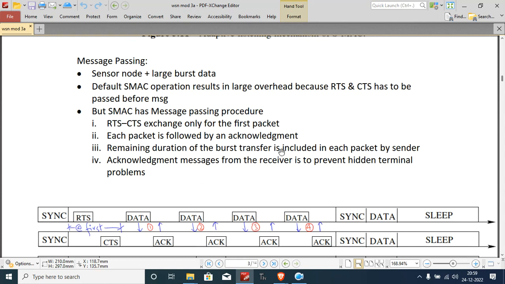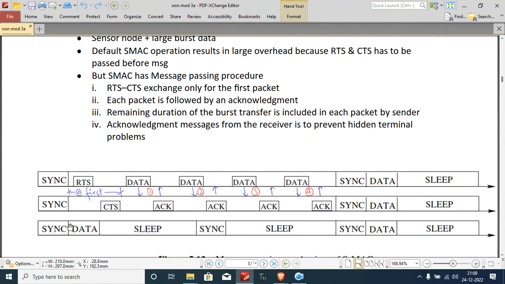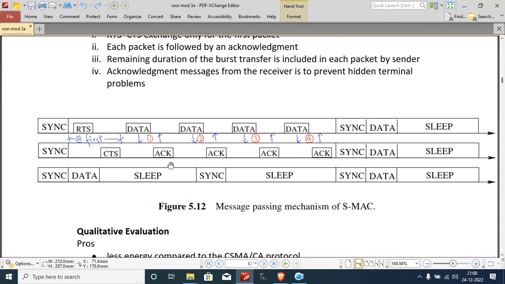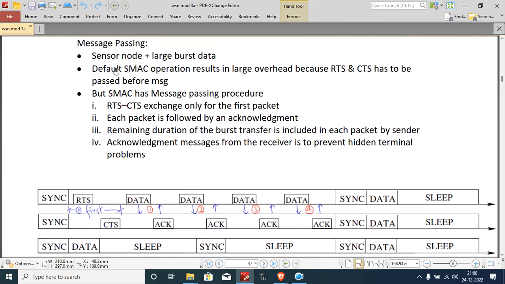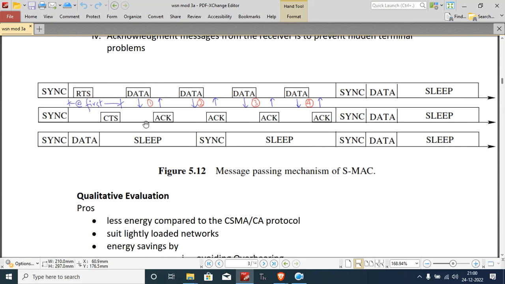The remaining duration of the burst transfer is included in each packet by the sender, so that node C can extend its sleep duration. The acknowledgement message from the receiver is to prevent the hidden terminal problem. So it could have directly transmitted data 1 to data 4, but it is also associated with these acknowledgement packets just to avoid the hidden terminal problem. So this is about message passing associated with SMAC.